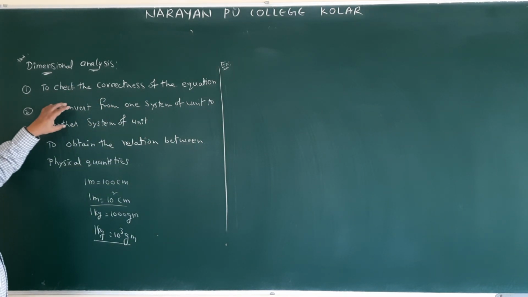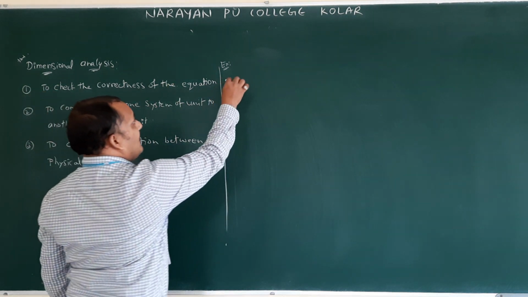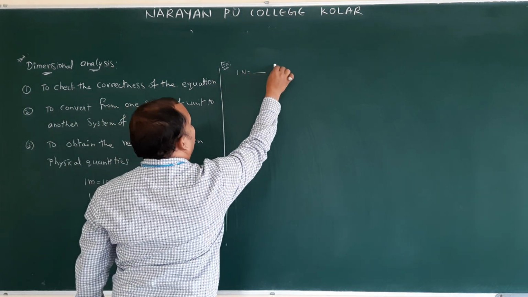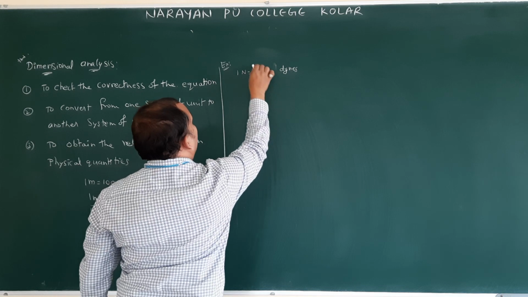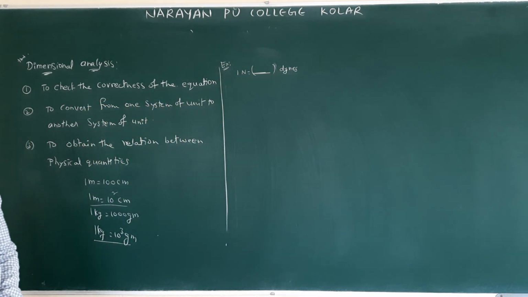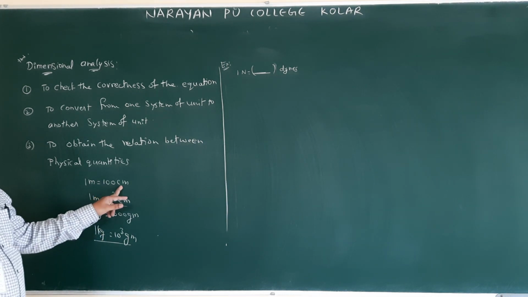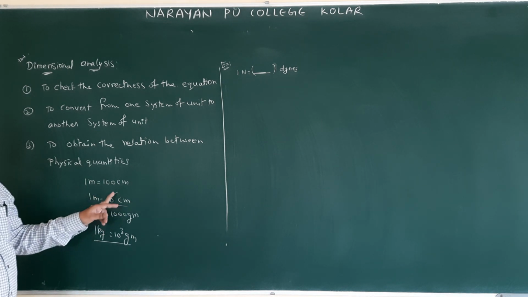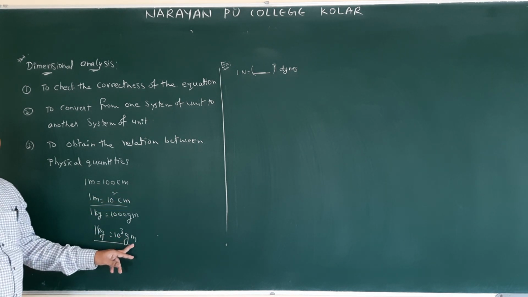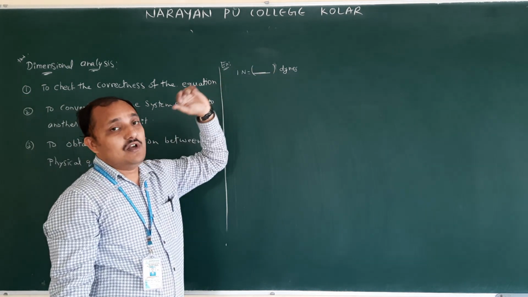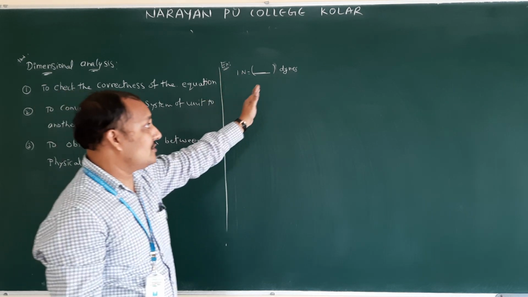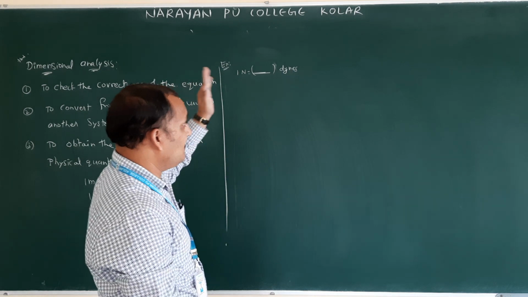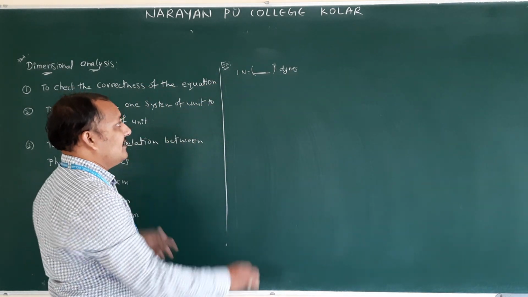Now the second thing is to convert from one system of unit to another system of unit. Example: 1 Newton is equal to how many dynes? Newton is the MKS unit, dyne is the CGS unit. So meter is the MKS unit, centimeter is the CGS unit. 1 meter equals 100 centimeters, 1 kg equals 1000 grams. Same like that, 1 Newton is equal to how many dynes? Newton is the unit for which physical quantity? Force. Dyne is also a unit for force, but dimensionally small changes will be coming.